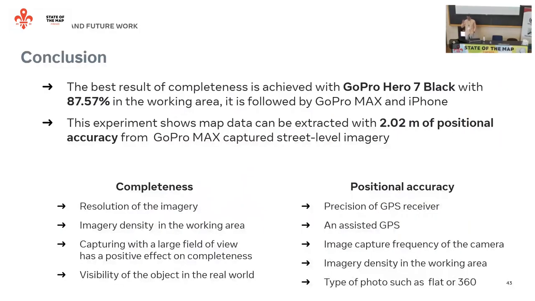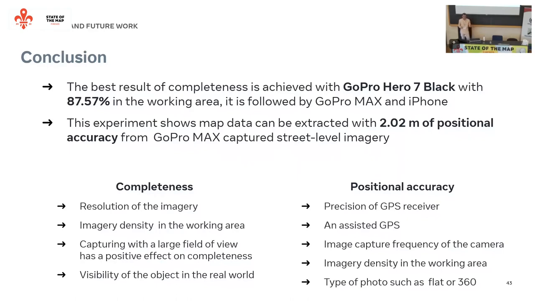Okay. In the last part of my presentation, I would like to address my findings when it comes to completeness and positional accuracy. So the best result for completeness is achieved with GoPro Hero 7 with 87%. And in terms of positional accuracy, I achieved the best result with GoPro Max with 2 meters positional accuracy, which means that if ground truth data is here and Mapillary detects it on the other side of the table, it's 2 meter positional accuracy.